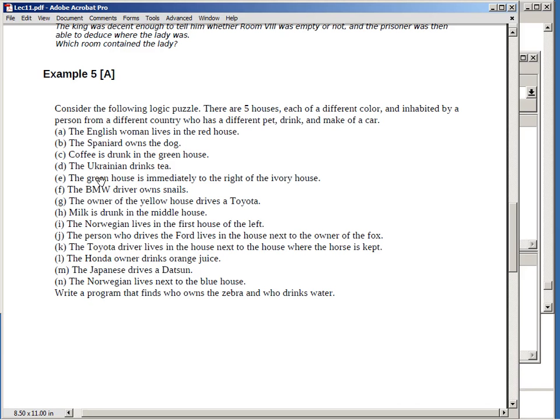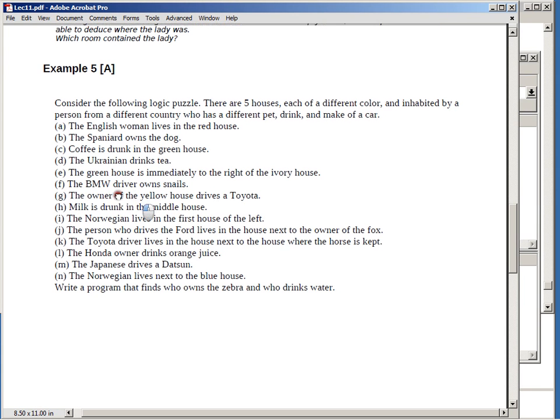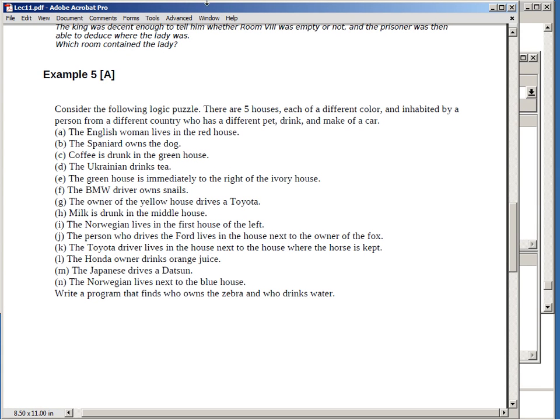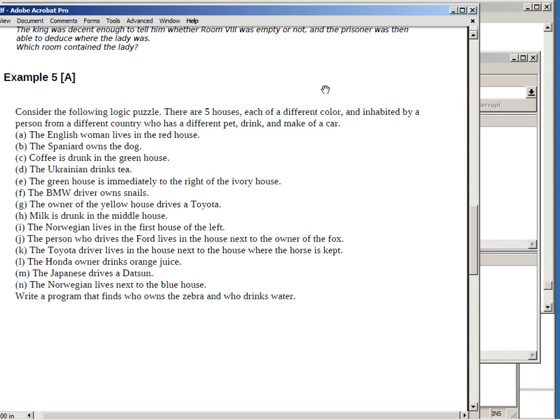So we're given the constraints listed here. And from this, we have to find out all the details. Who lives in what house, has what kind of pet, drinks what kind of drinks, drives what kind of car, right? So these are the constraints. You can read them. I'm going to go through the program because it really makes no difference. You won't be able to solve it in just a few minutes by just looking at the constraints.